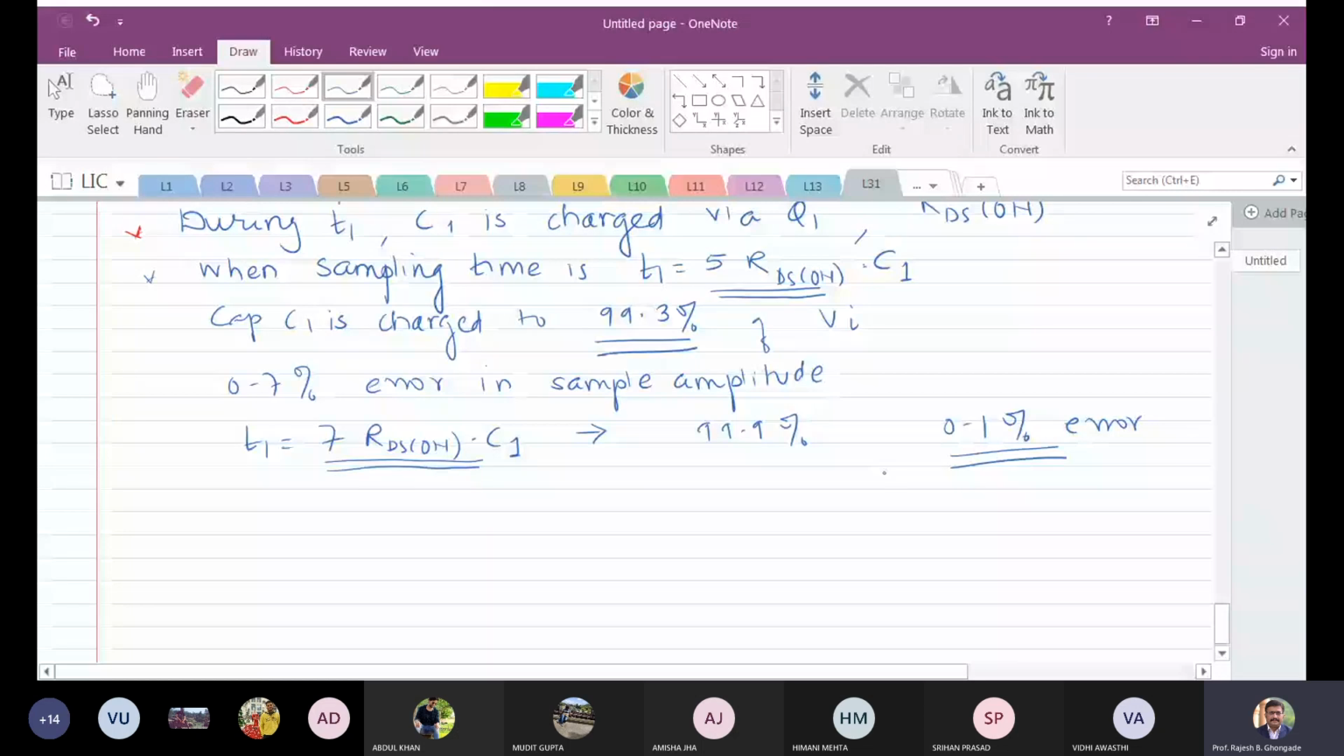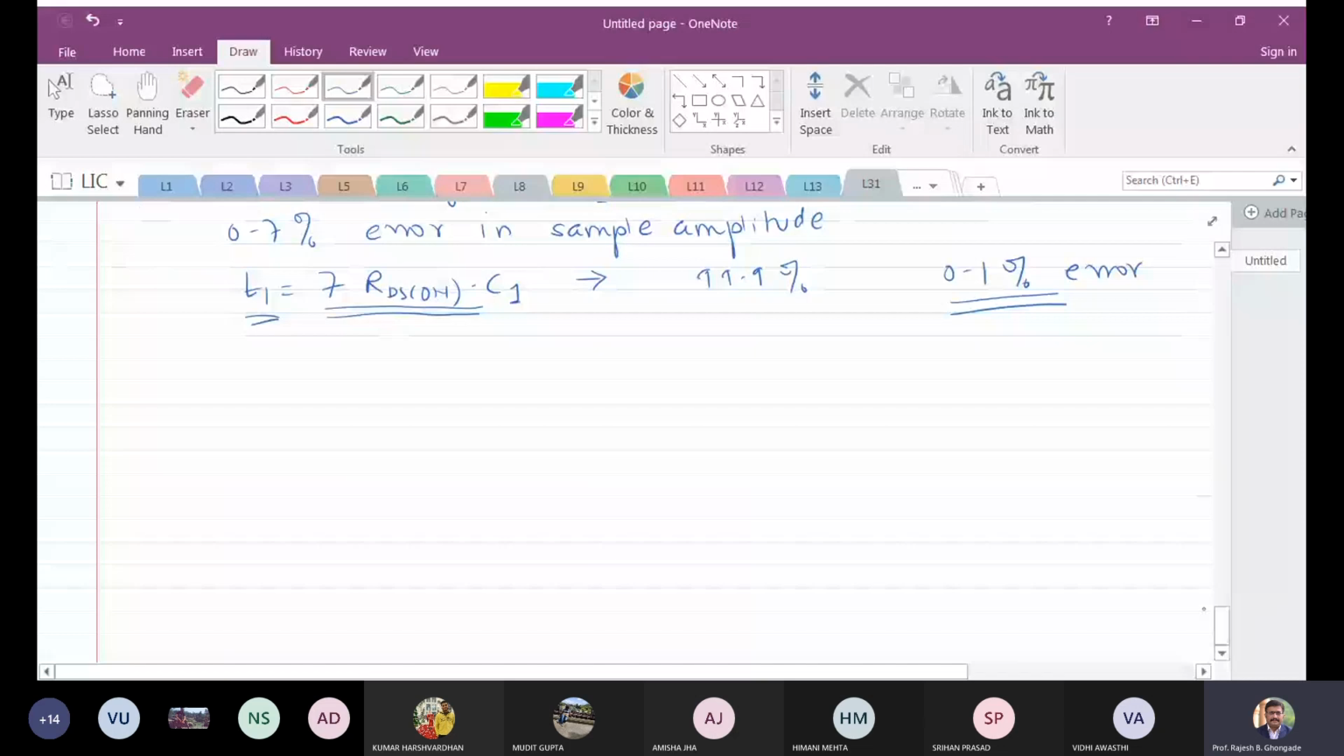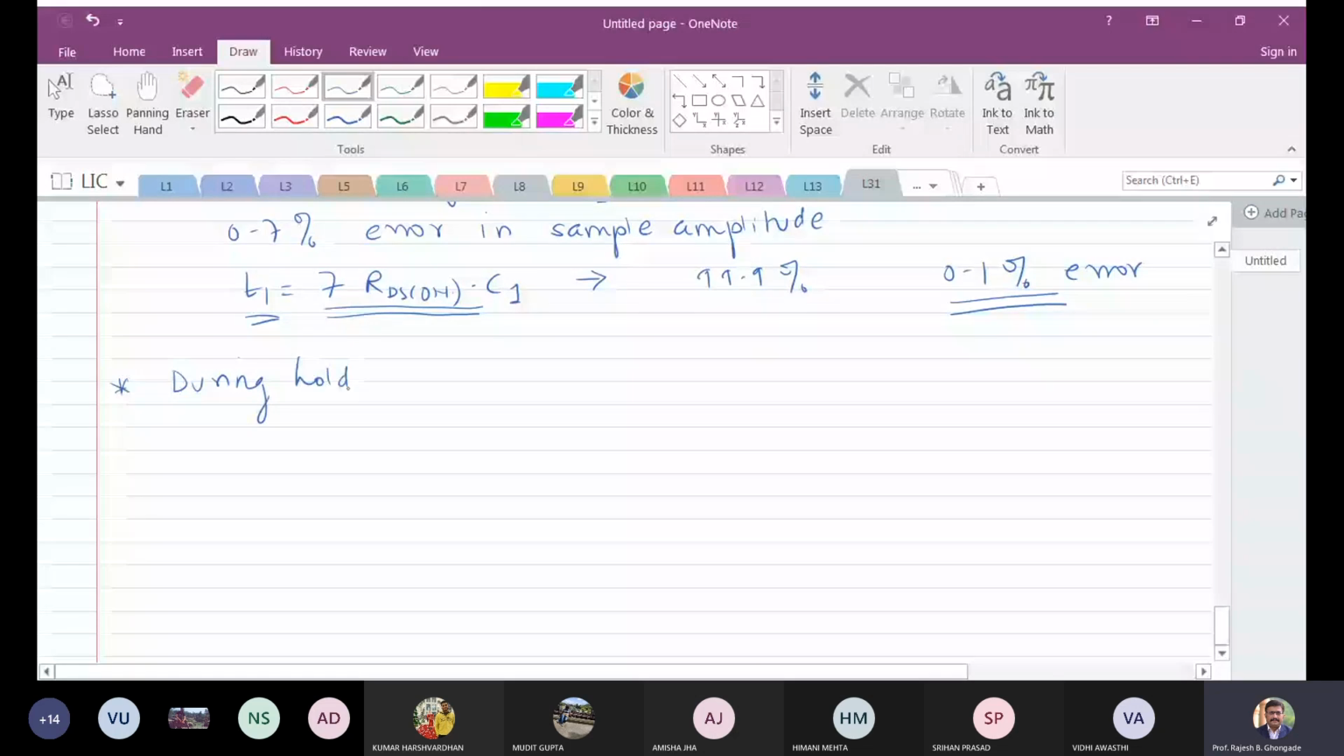If you want fast sampling, you have to keep this T1 small, but suffice with some percentage error, 0.7, 0.9, and so on. So it depends on what exactly you want to do with your signal, and basically what the frequency of your input signal is. Now during hold time T2, capacitor C1 is partially discharged.